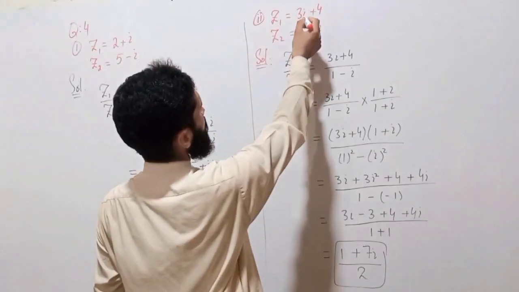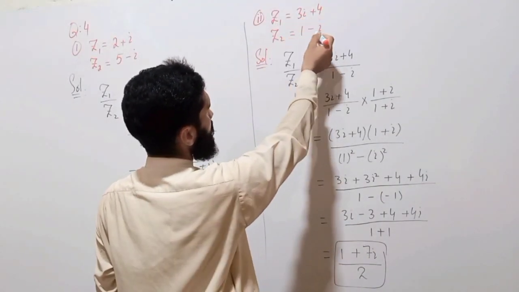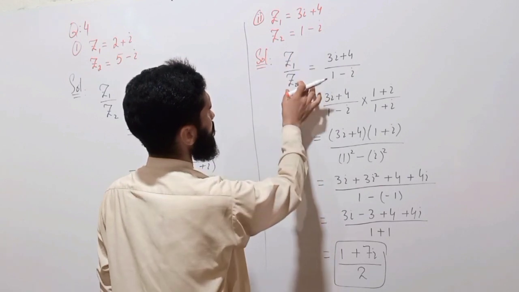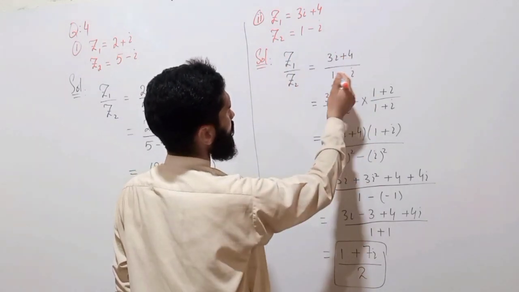Now part 2. Z1 is 3 iota plus 4 and Z2 is 1 minus iota. We divide: Z1 divide Z2 is 3 iota plus 4 divided by 1 minus iota.